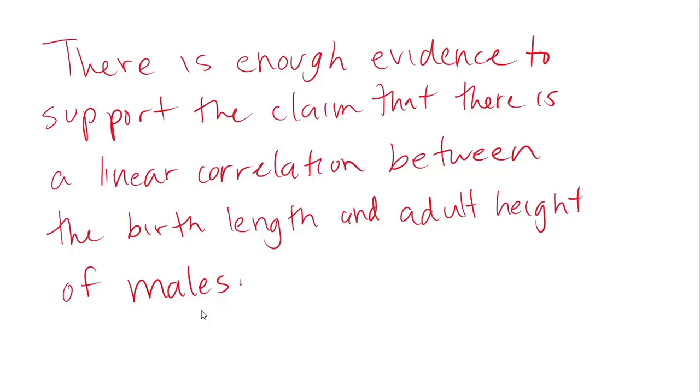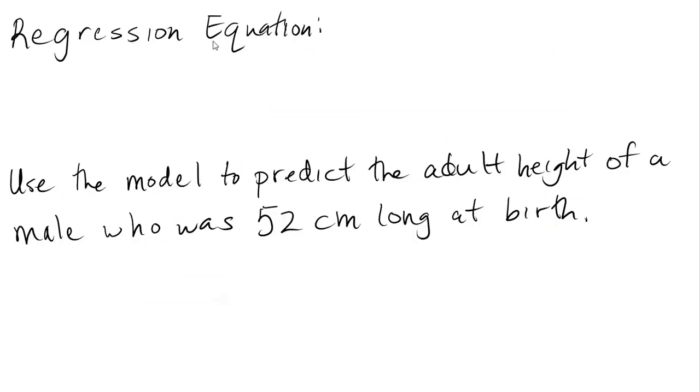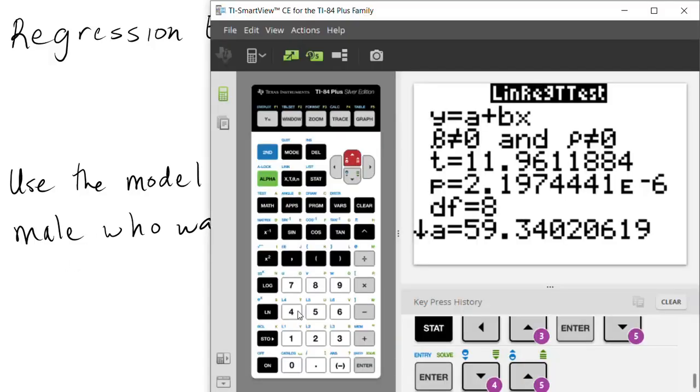Now, when we conclude this, it means that we could use the linear model, what we call the regression equation, in order to make predictions for the value of one variable based on the value of the other variable. So we're going to do this extra step. First, we're going to find the regression equation, and then we're going to use that model to make a prediction. In this case, use the model to predict the adult height of a male who was 52 centimeters long at birth. We can get that model from the calculator.